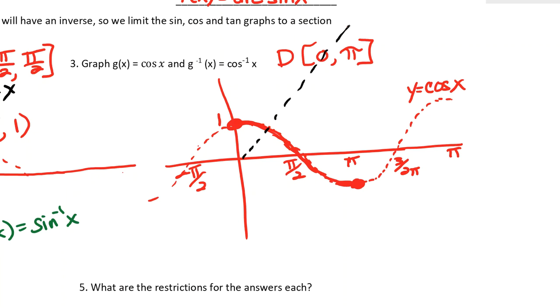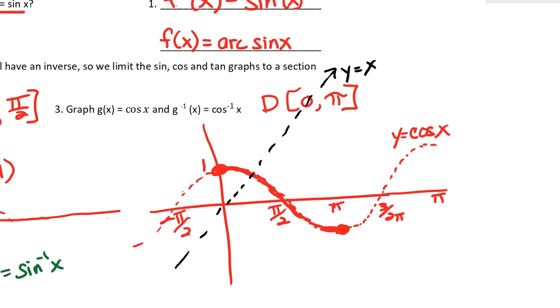And now we're going to fold it across the line y equals x. I regret that I drew my graph a little too high, and I'll tell you why, because this point is at pi, negative 1. This point is at 0, 1. And I need to flip-flop those points. This point right here was at pi over 2, 0.